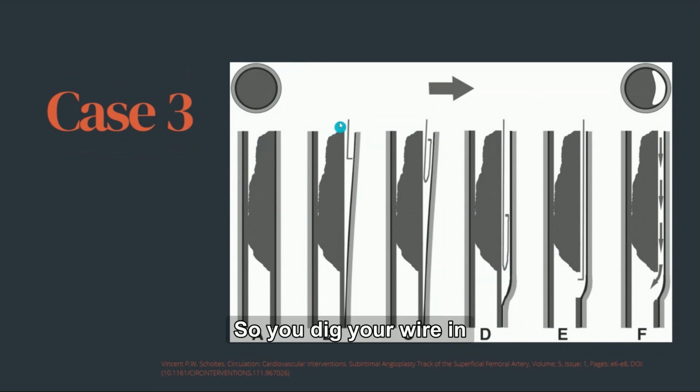So you dig your wire in underneath the intimal layer and try to take a loop down. You bunker in with the sharp end of the wire. You take this loop down, which blunt dissects its way down that subintimal tract. You can see here, it's dissecting its way through that subintimal tract. And then when you're back in normal lumen, you bust back out of there.